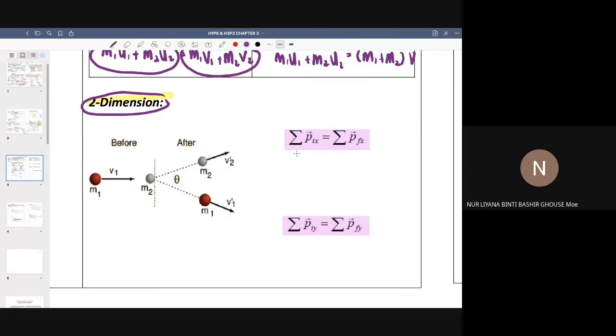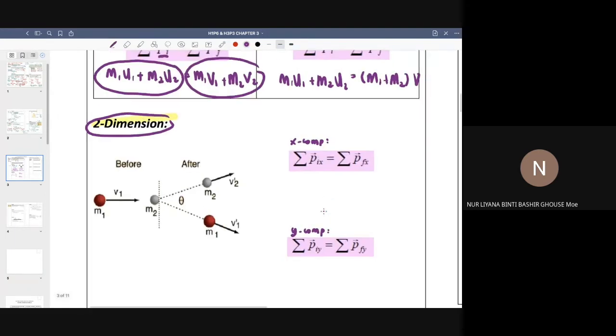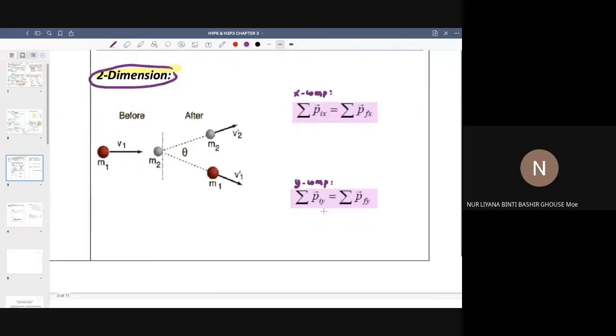Okay, kita akan guna conservation of momentum untuk x component and also untuk y component. So kita akan ada dua, untuk x component and also untuk y component. So kita akan break it down kepada x component and y component. Okay, cara dia kita buat sama-sama. You just have to take out, tengok dulu, fahamkan dulu.